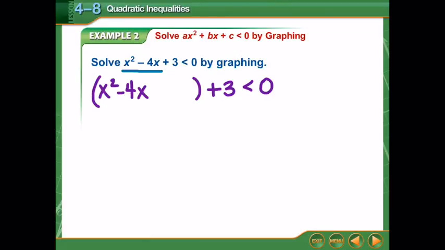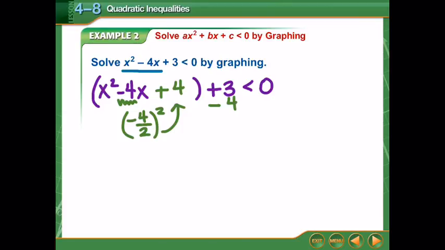Okay, so now we need to complete the square. So we're going to take this number in front of x, we're going to divide by 2, and then square it. So this number goes in our blank, so negative 4 divided by 2 is negative 2. Negative 2 squared is going to be a plus 4. Now since I'm adding 4 in this part of the equation, then I need to subtract 4 at the end of my equation.